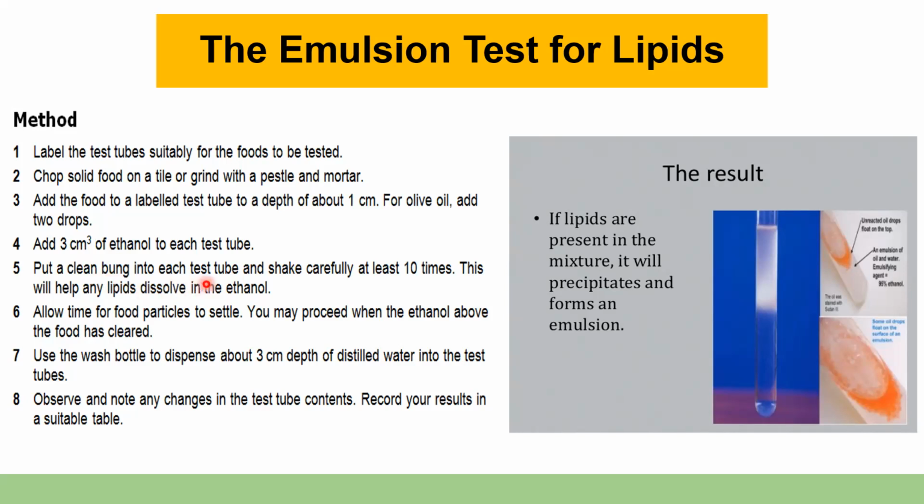Then put a clean bung into each test tube, shake carefully for at least 10 minutes. This will help any lipids dissolve in the ethanol. Allow time for food particles to settle. You may proceed with the ethanol when the ethanol above the food has cleared.